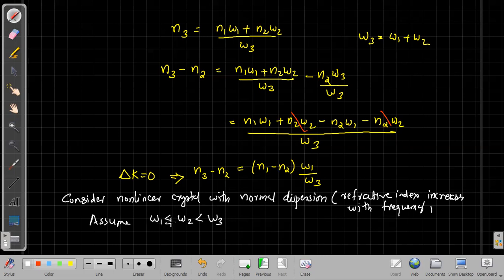Okay, let us assume this is the range of frequencies. Then for normal dispersion, this implies that the refractive index corresponding to omega 1 should be less than or equal to the refractive index corresponding to omega 2, and that should be less than the refractive index corresponding to omega 3. Okay, so I think this is convincing to you, everyone. Now, if we can just analyze our equation, the phase matching condition. So this is our phase matching condition.